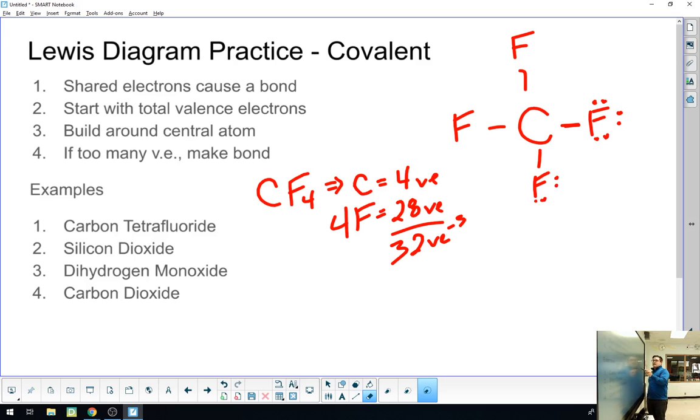Where'd you get the 2 from? 2 from the bond. Does every bond have 2? Every bond has 2. But we don't have to draw the dots for bonds, right? Yeah, when you do a bond, you do a straight line. The lone electron pairs stay like that.